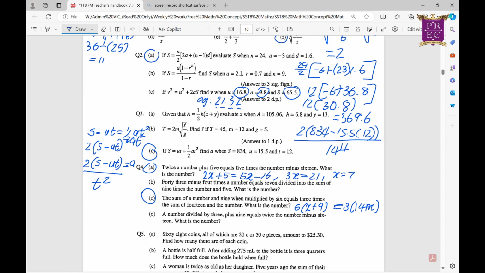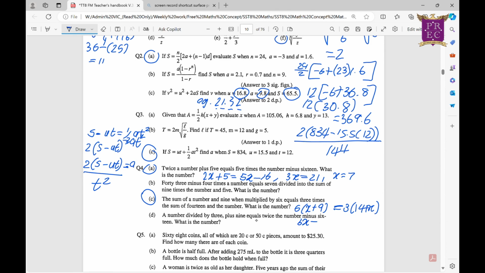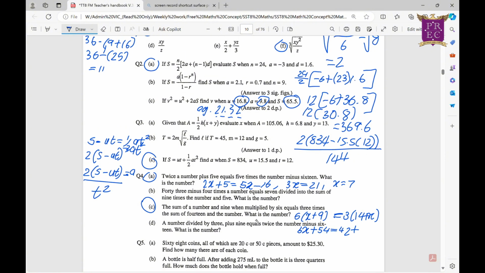Let's expand the brackets for both sides. 6 times x gives us 6x. 6 times 9 gives us 54. 3 times 14 gives us 42. 3 times x gives us 3x. Now what we need to do is to get all the like terms onto one side. Let's take the 3x to the other side. 6x minus 3x gives us 3x.